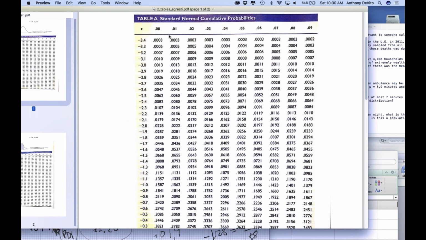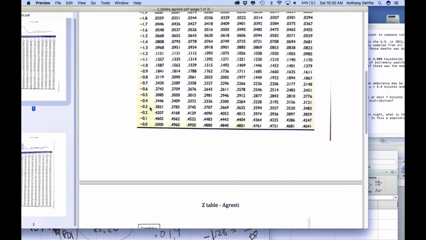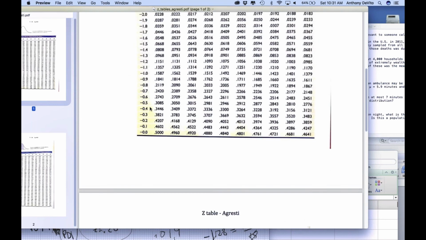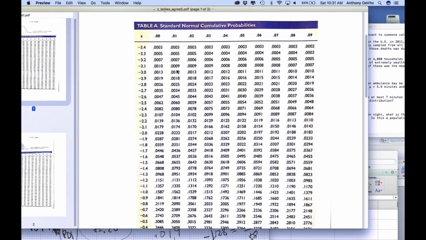So it's just a way to summarize this table. Otherwise you would have to have a column 3.0, 3.01, 3.02, 3.03. You'd have to have a column that's like 100 pages long. So it's just a better way to summarize the table. Okay, so we did that using the table.